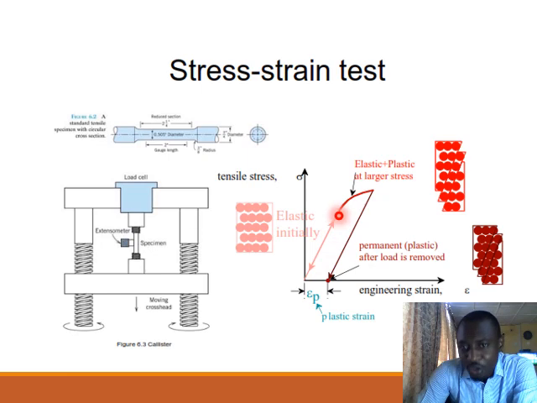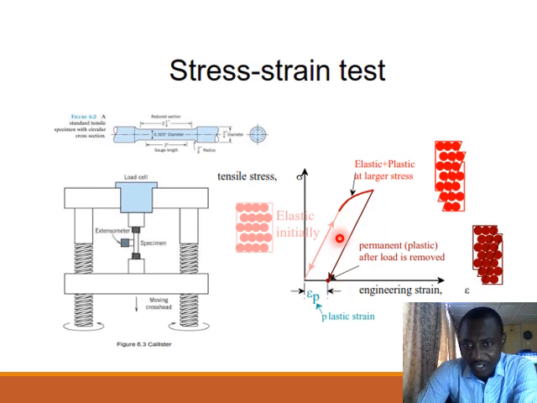But the moment you load beyond this point, the material does not return back to 0. The material will return somewhere greater than 0. And that somewhere greater than 0 is what is called the plastic strain. That is the permanent deformation that the material has incurred. So this permanent deformation is very important, and it will assist us in understanding what the plastic property of the material is.